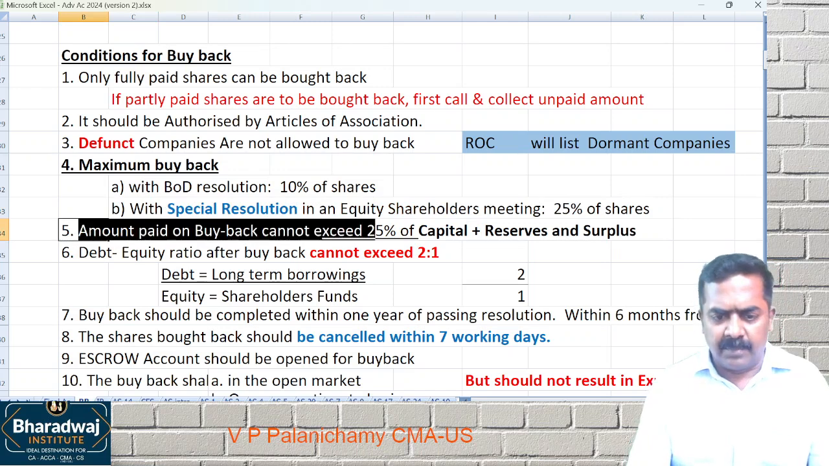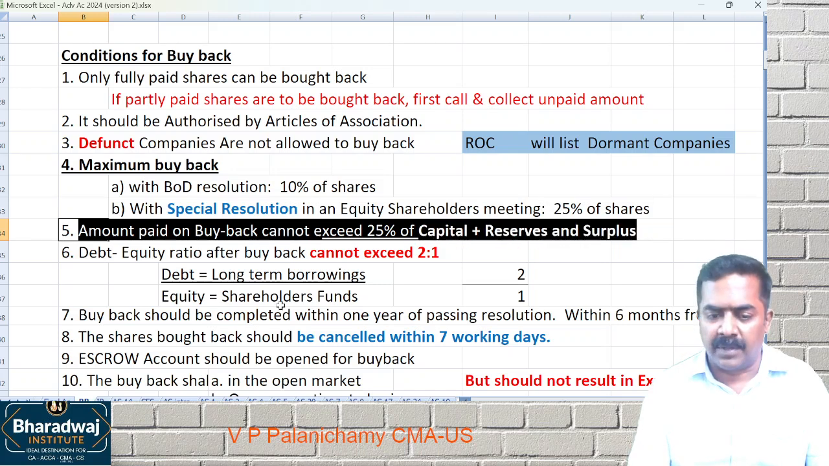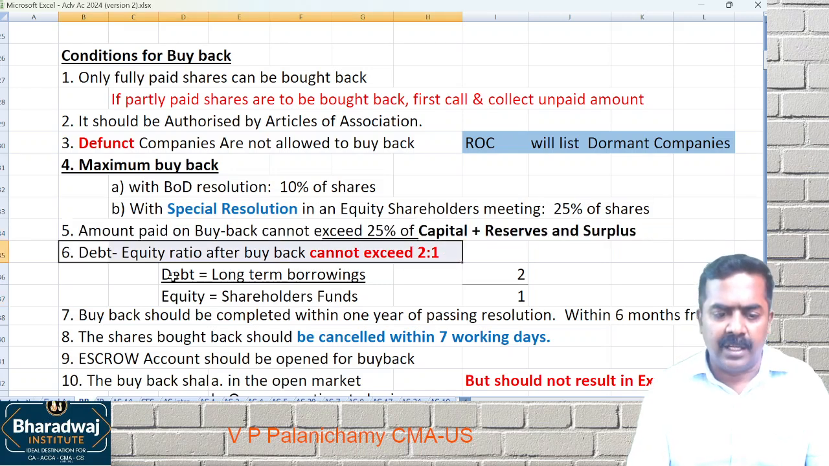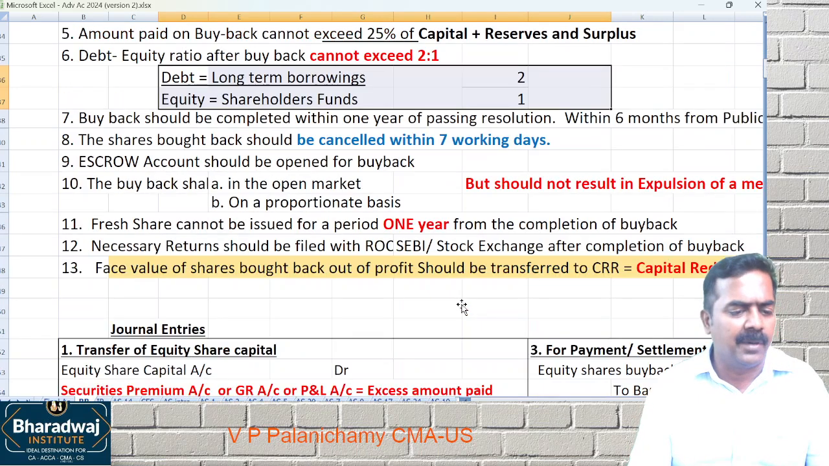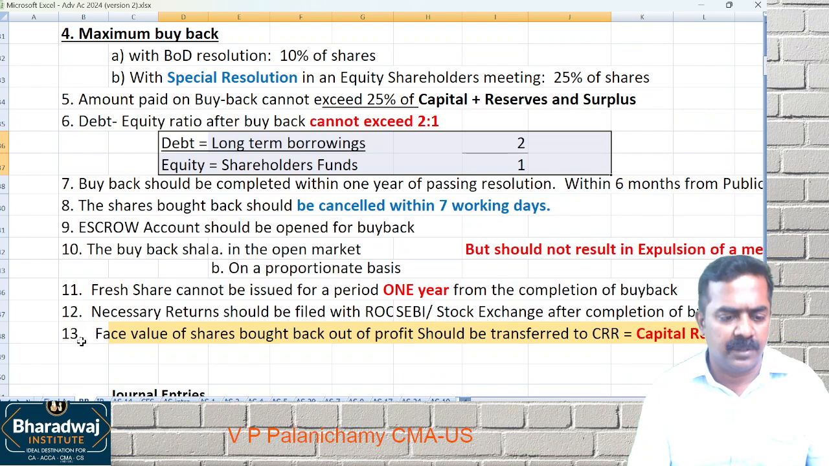Amount paid on buyback cannot exceed what? This is called the resources test. It cannot exceed 25% of paid up capital and reserves. After buyback, the debt equity ratio cannot exceed what? 2:1. The 3 tests you have to apply. All other conditions are theoretical conditions we know.